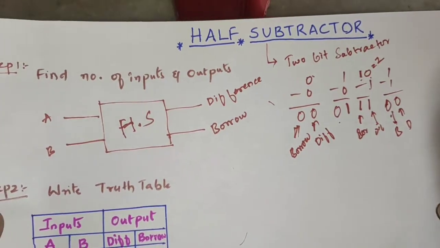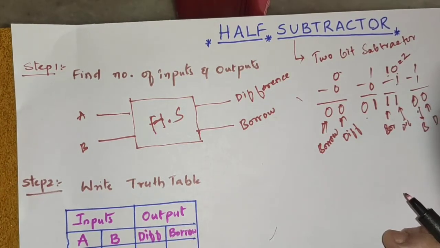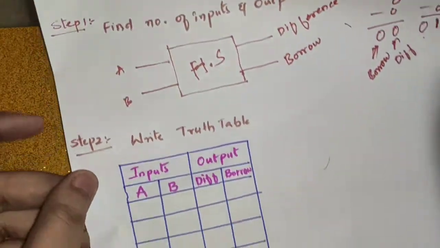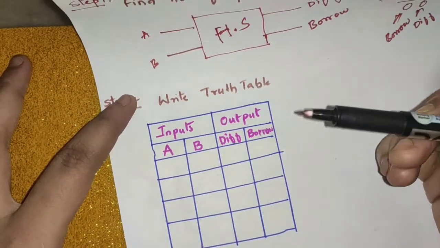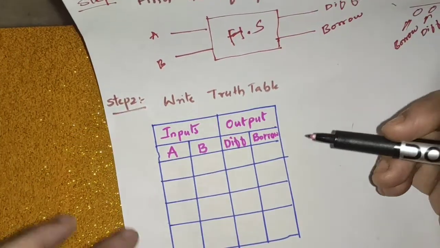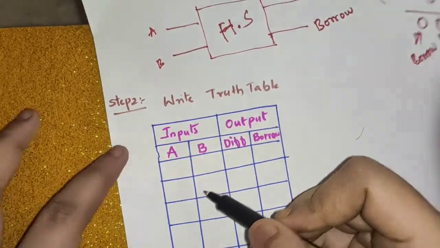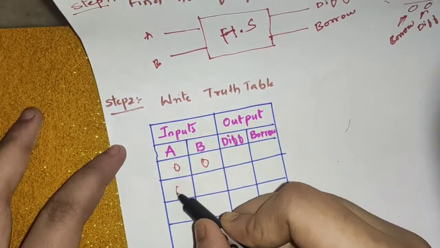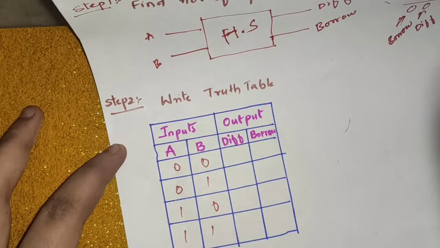So now we are going for step 2. Step 1 is finding the number of inputs and outputs, that is finished, and now step 2 is writing the truth table. So how to write the truth table? First of all write the possible combinations of A and B. The possible combinations are 2 raised to power 2, that is 4 combinations: 00, 01, 10 and 11. These are the 4 possible combinations.